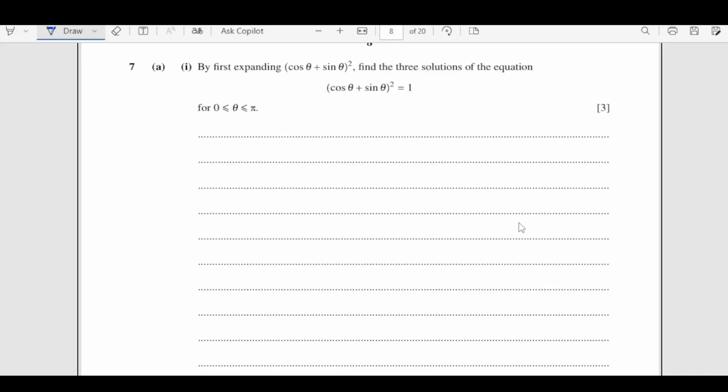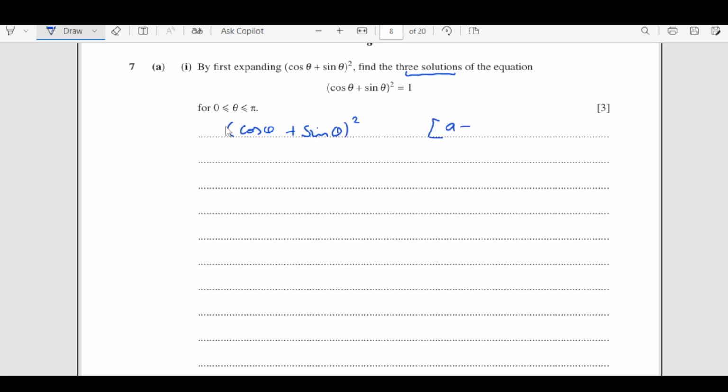Question 7, we have by first expanding (cos theta plus sin theta) squared, find the three solutions. Now we have the three solutions of this equation for 0 less than theta less than pi. So by expanding, we have the hint here: (cos theta plus sin theta) squared.